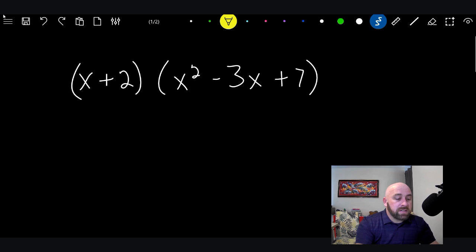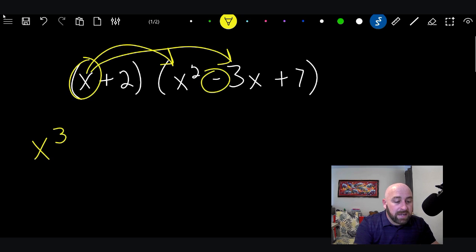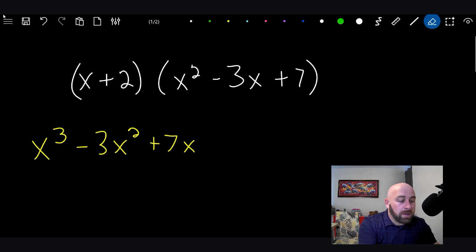All right, so I'm going to take my x and I'm going to distribute it. So x times x squared gives me x cubed. X times negative, be careful, these negative signs are still really messing with some of you. Okay, so you've got to be careful of those negative signs right there. So x times negative 3x gives us negative 3x squared. And then x times positive 7 is going to give us plus 7x. Okay, so there's all my x terms. I went ahead and I distributed that one.